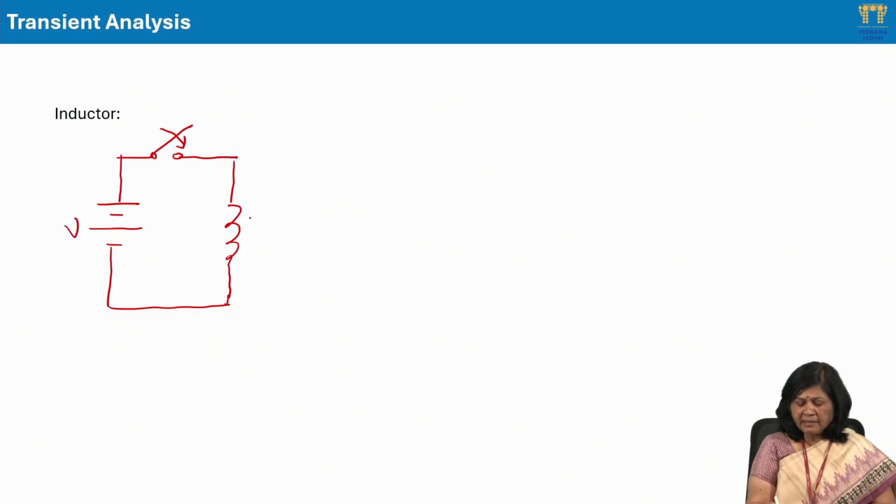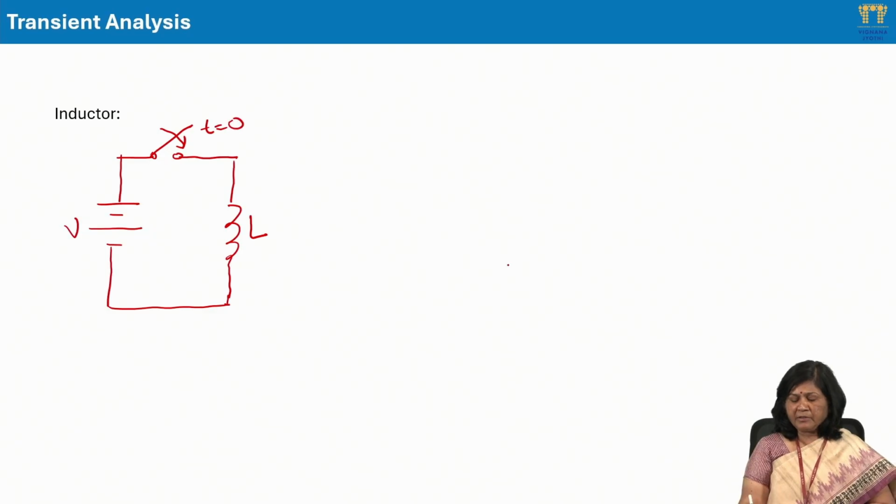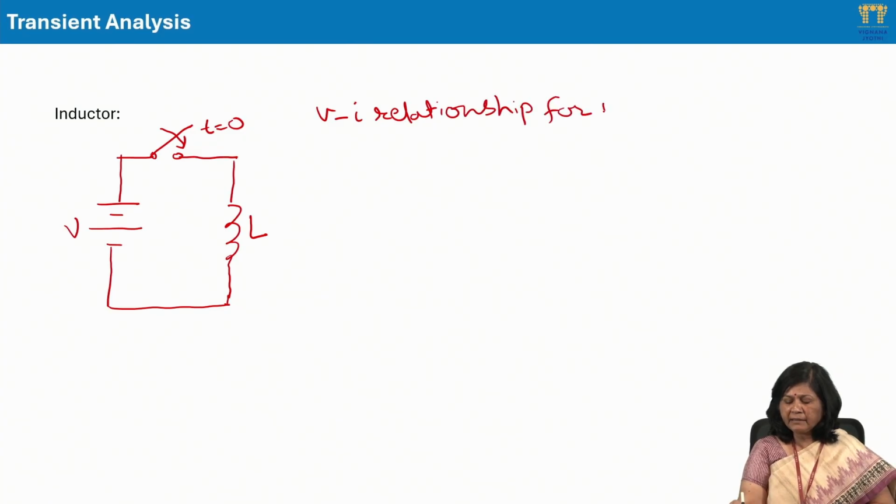This is V, this is L. Now at t equal to 0, the switch is closed. Before we go for this analysis, let us take the VI relationship for an inductor. We have V of t equal to L di of t by dt.